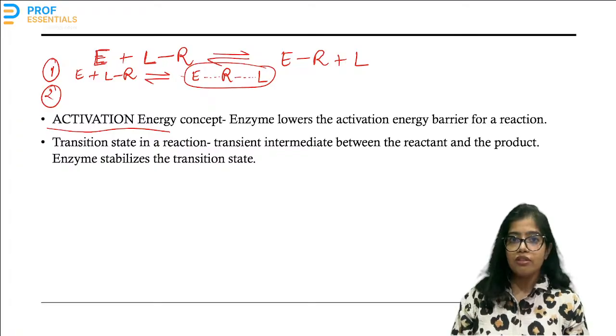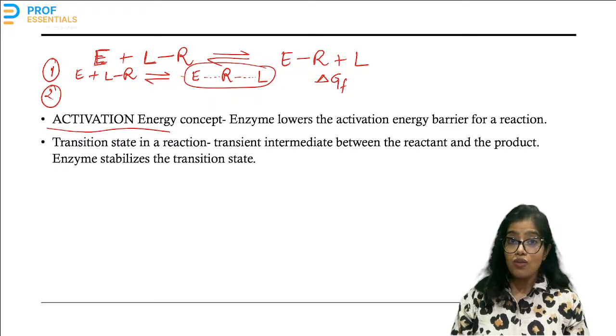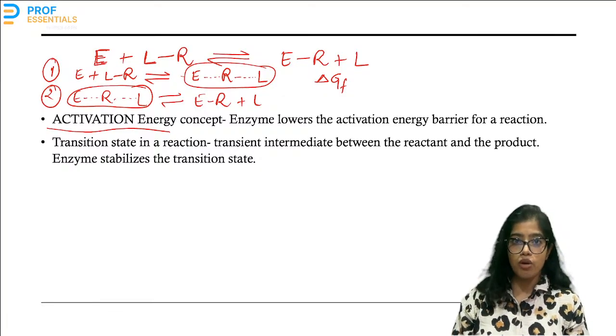Okay, and the free energy of formation of this intermediate is what is known as the Gibbs free energy of formation of the intermediate, delta G_f. Now this intermediate is going to break down, and how? A proper bond will be formed between E and R, and L is going to leave. So this intermediate has now decayed or converted to the product. This is the Gibbs free energy of decay of the intermediate.